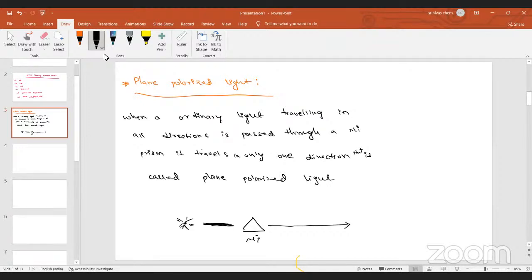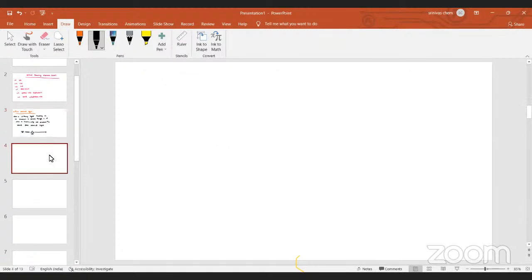Next, take a screenshot. Circularly polarized light. So what is plane polarized light? When ordinary light traveling in all directions is passed through a Nicol prism, it travels in only one direction. That is called plane polarized light, right? The next term is circularly polarized light. See the definition of circularly polarized light.